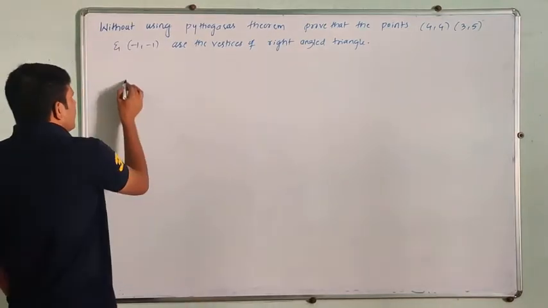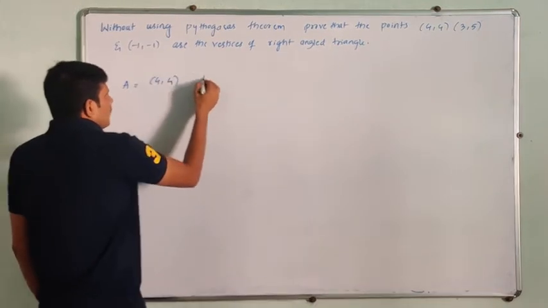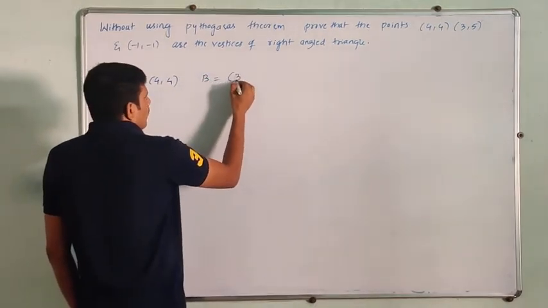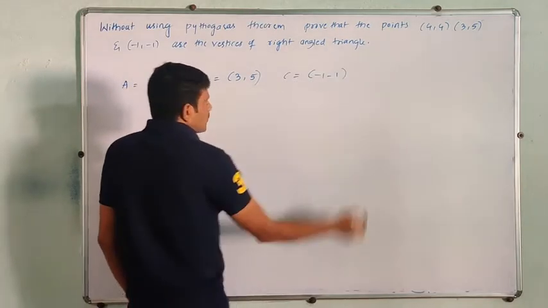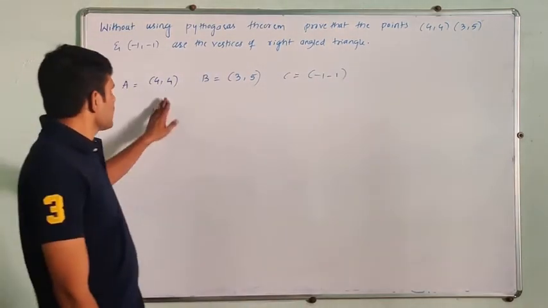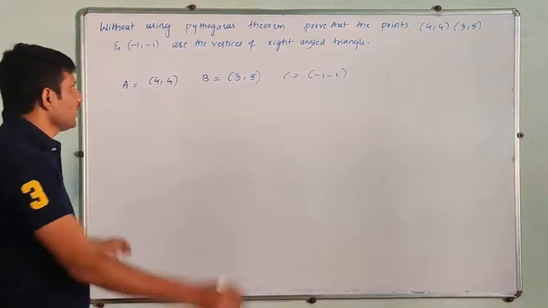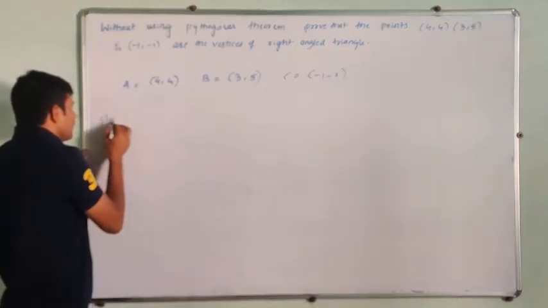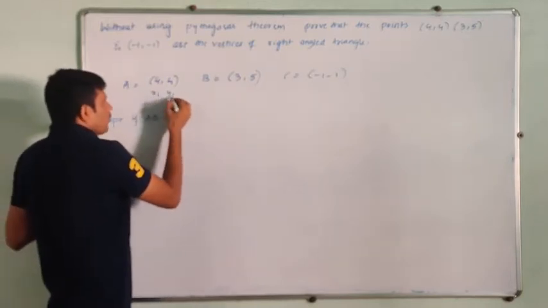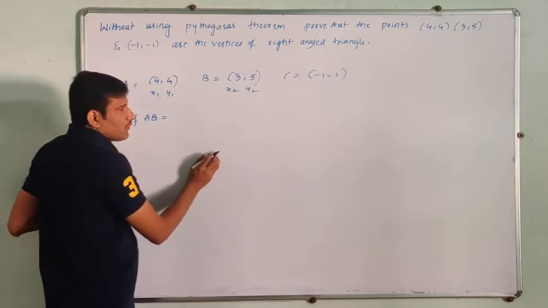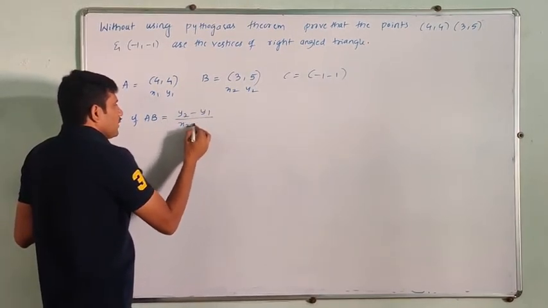See, I will take the first point A as (4, 4), B as (3, 5), and C as (-1, 1). Take the 3 points as A, B, C. And find the slope of AB first. So this is x1, y1, and this is x2, y2. So y2 minus y1 divided by x2 minus x1.